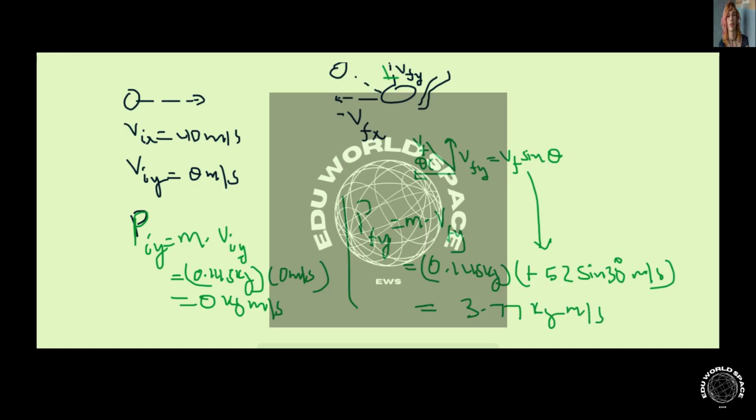And so now we can get the impulse in the y, which is the final momentum in the y minus the initial momentum in the y. The final momentum is 3.77 kilogram meters per second. Remember, the initial momentum in the y is 0 kilogram meters per second. So now we have all the information we need to find the average force in the y.